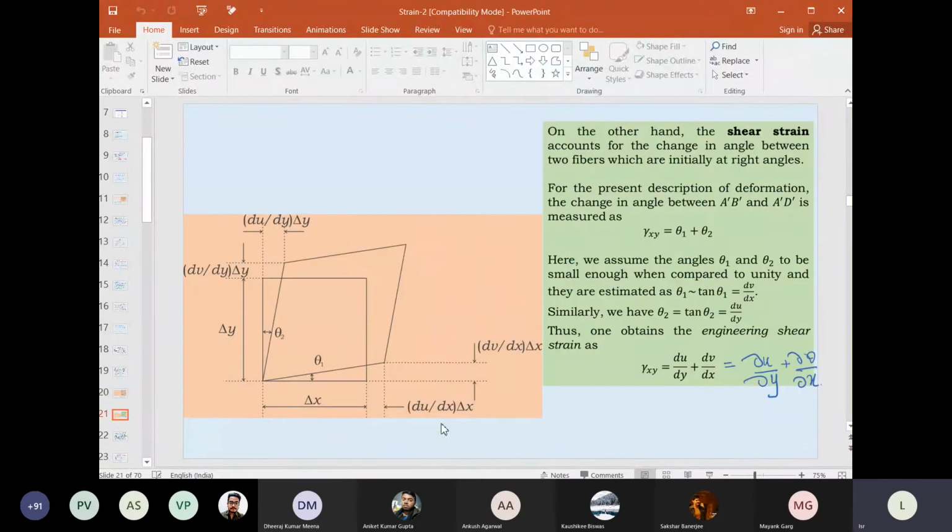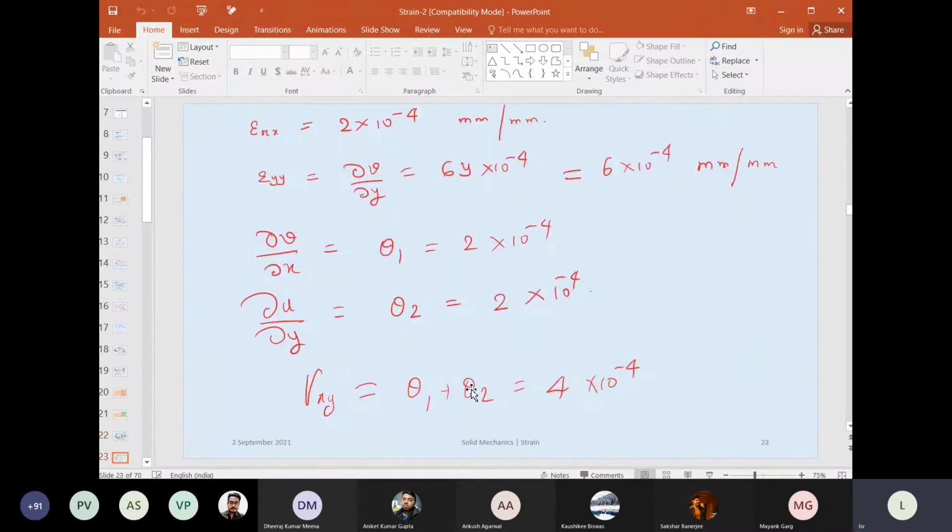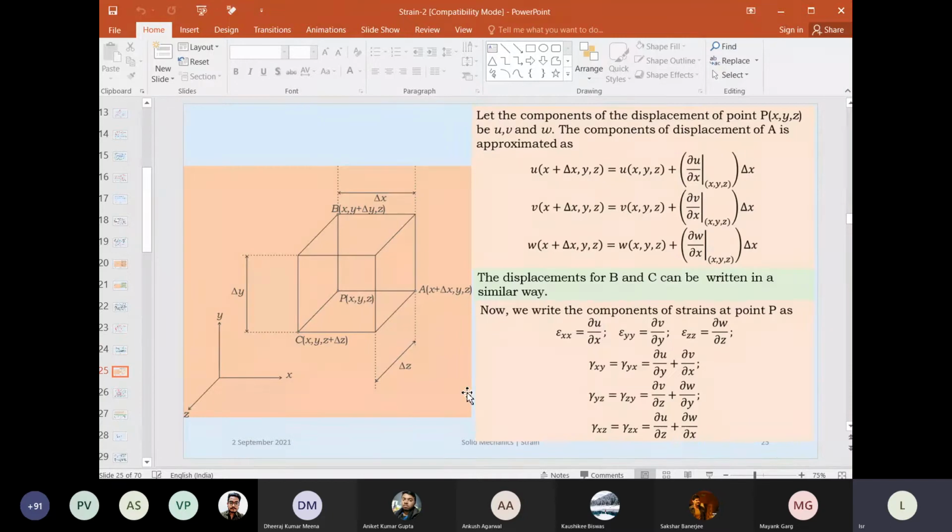Gamma xy: if you consider two orthogonal directions, the change in the angle from 90 degrees is known as the shear strain. Here you have found shear strain as dou u by dou y plus dou v by dou x actually. Okay. So far it is fine. So we can also solve problems. It doesn't matter.